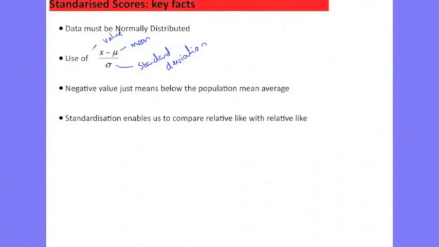A negative value just means below the population mean average. Standardization enables us to compare like with like. The standardized scores can indicate how many standard deviations a score is above or below the mean. So this is a really, really important part, which is often part of a question on standard deviation linked also with normal distribution.